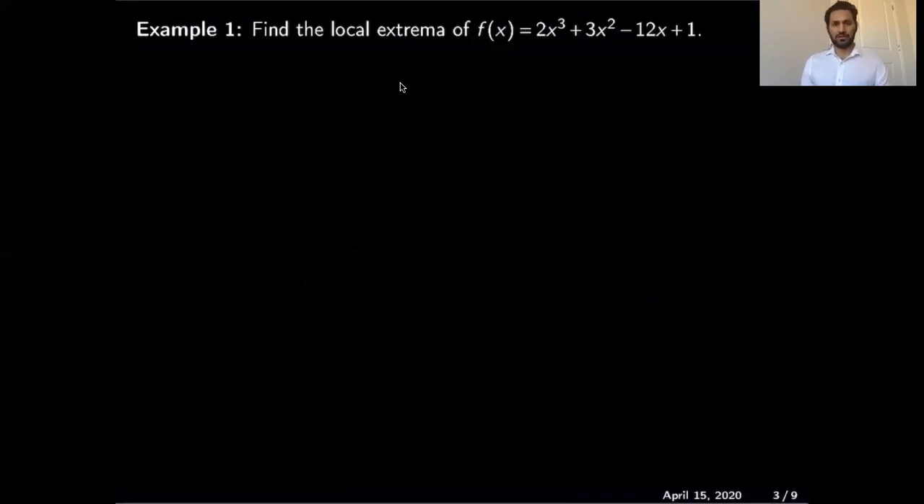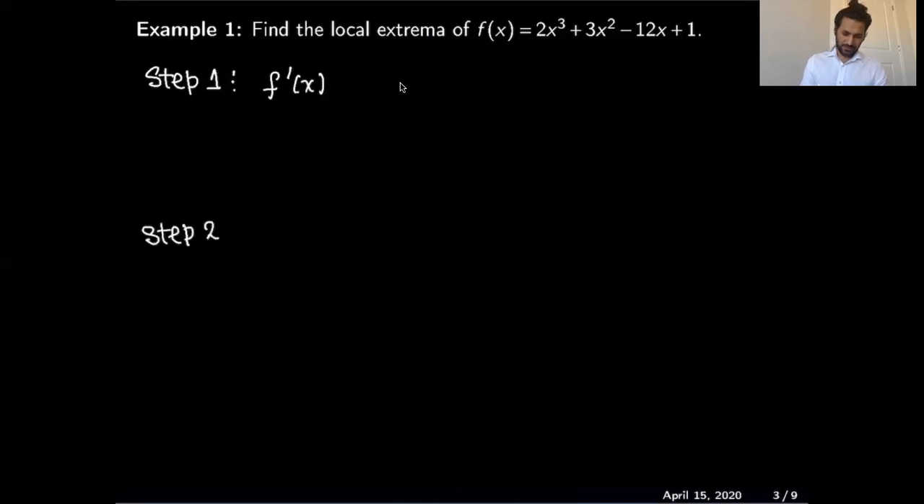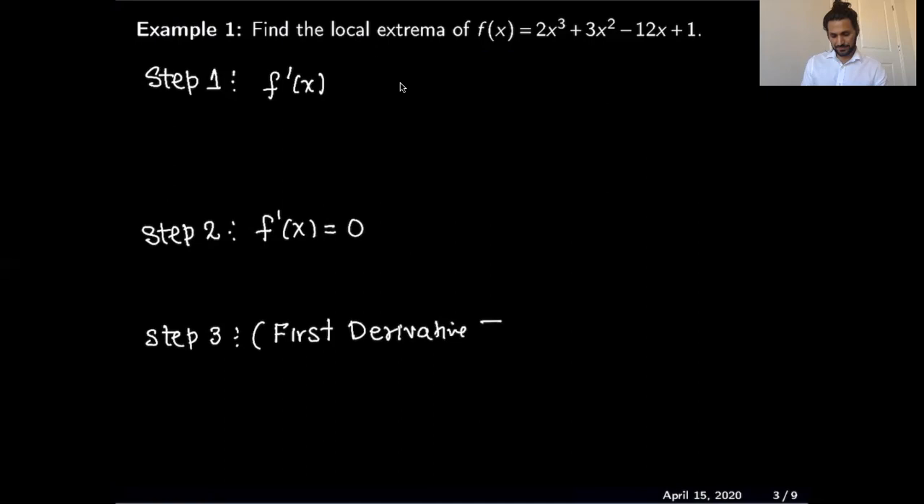I have here an example, a polynomial function: 2x^3 + 3x^2 - 12x + 1. We will find the local max and local min of this function using the derivative. I will solve this problem in 3 simple steps. In step 1, we calculate the derivative of the function, f prime of x. In step 2, we calculate the critical values of this function, by setting the derivative equal to 0. And in step 3, I will test these critical values, using what we call the first derivative test.